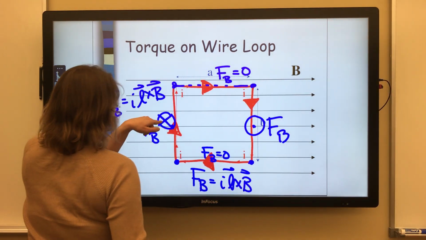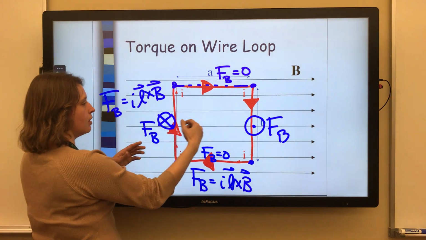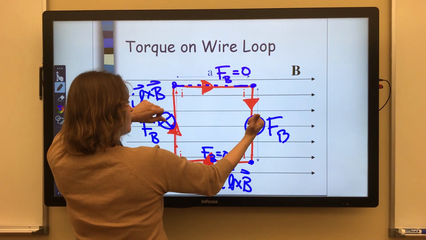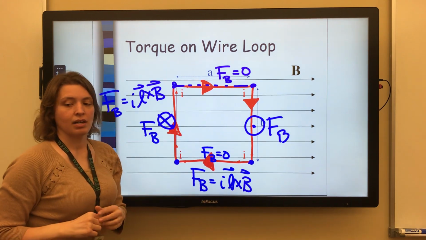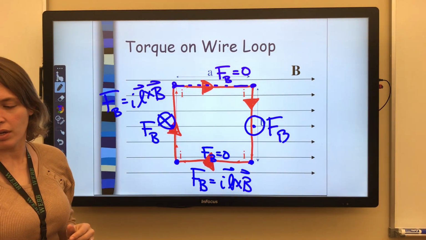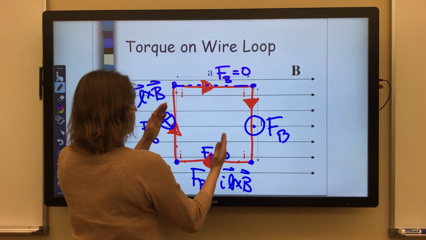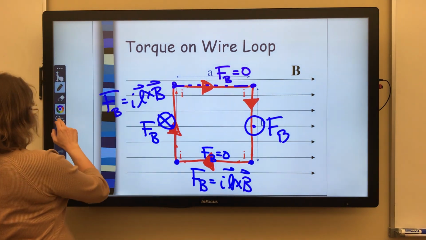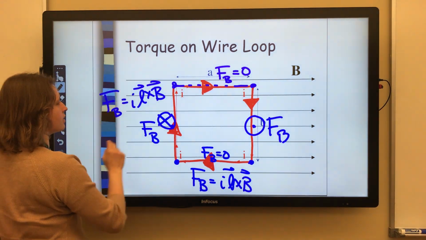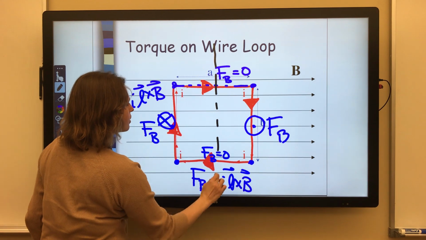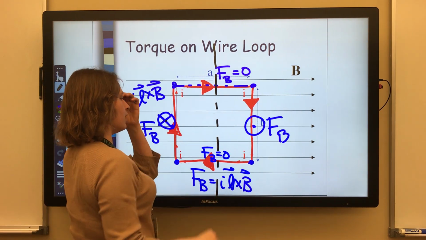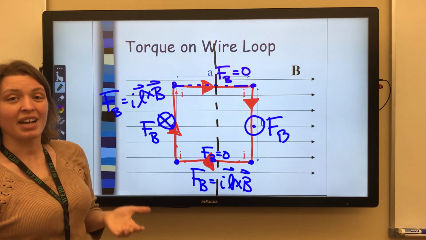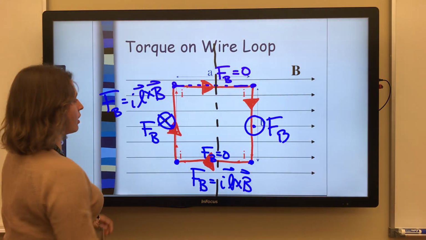On this side, the magnetic field is into the board. On this side, it's out of the board. So I've got one force that way and one force this way, and that's going to cause a net torque on this system. So we can think about this system as potentially spinning around an axis right here in the center. This side is pulled that way, this side is pushed that way. We can actually calculate the net torque generated.